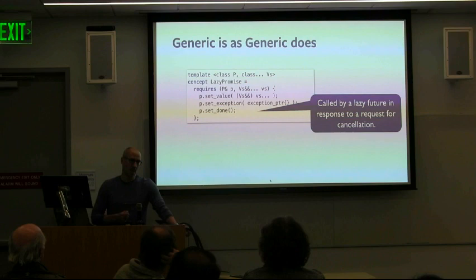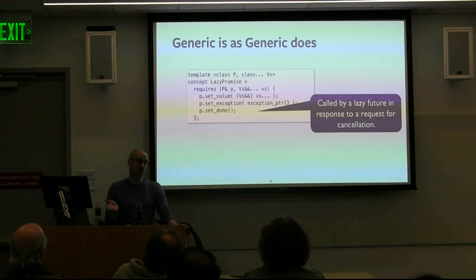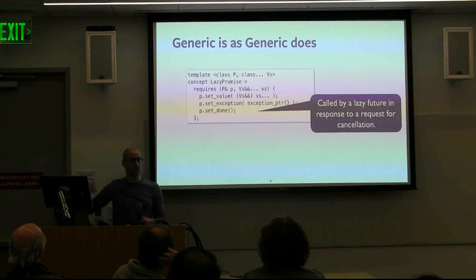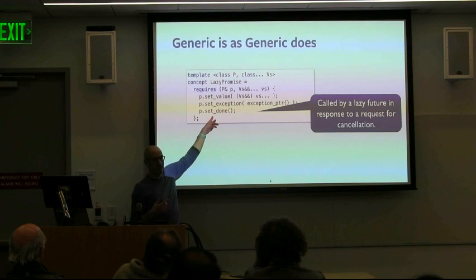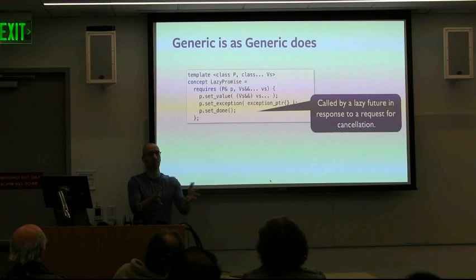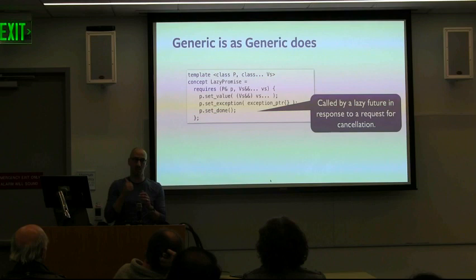Yeah, so you'll signal on what's called a stop token, and this is a new library feature that's coming in C++20. Say request stop. And then this other task is going to be periodically polling this stop token, like, did somebody request stop? If so, call set done on my continuation and bail. Notify downstream operations that you're expecting a value or an error. Well, you're not going to get either because someone's canceled.